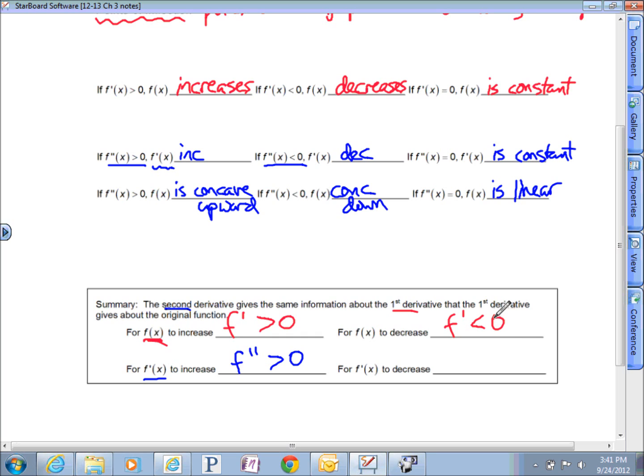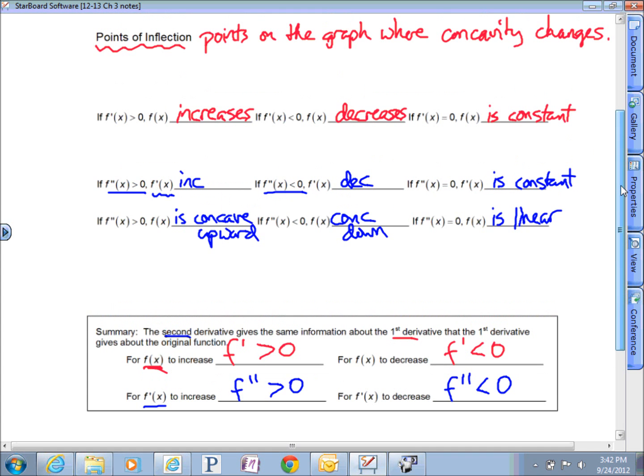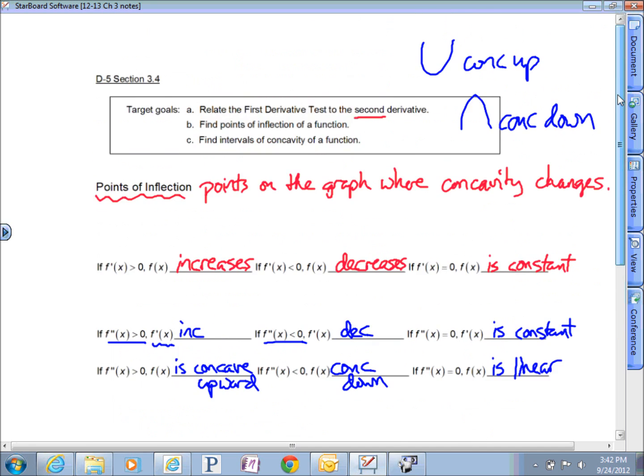For my first derivative to decrease, f double prime has to be less than 0. So that little box right there is a pretty good little summary for us to keep going back and referring to. I'm going to encourage you to work your way back to that a few times, especially as we look at some of these examples. So there's your first goals, relating them together.